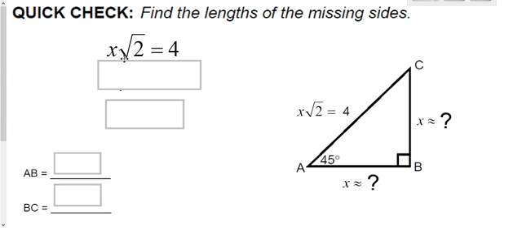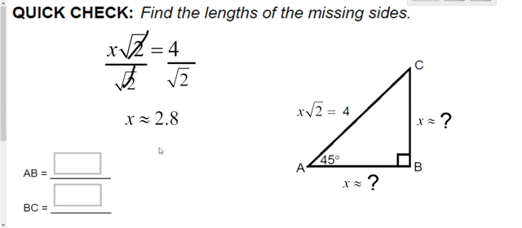Since it's multiplication, we'll divide by the square root of 2 to get x by itself. It cancels out that square root of 2 there, and we get x. In your calculator, you're going to put in 4 divided by the square root of 2. Try it. And that rounds to about 2.8. So x equals 2.8, so this side's 2.8, that side's 2.8, and we've got them right here.